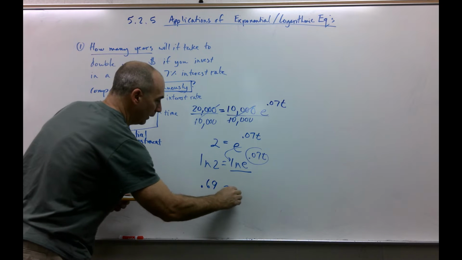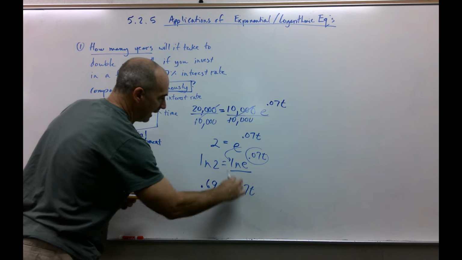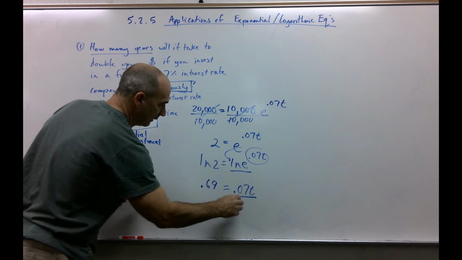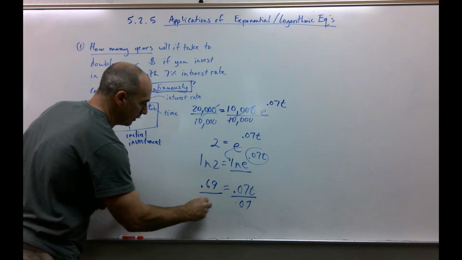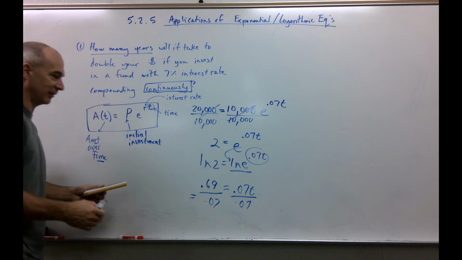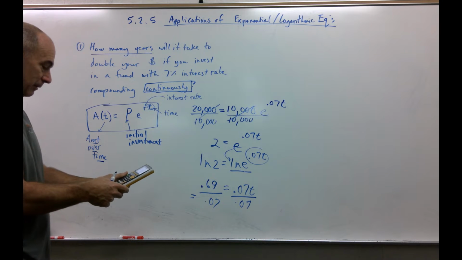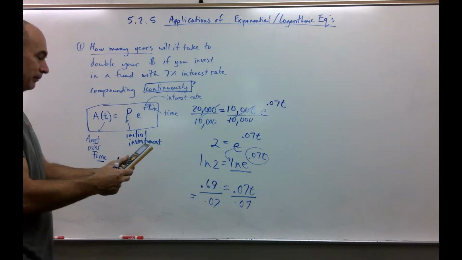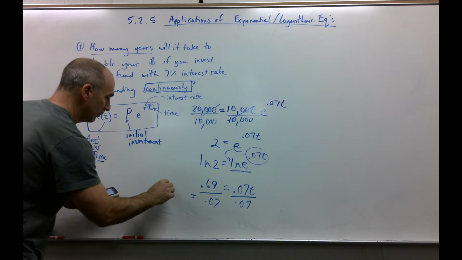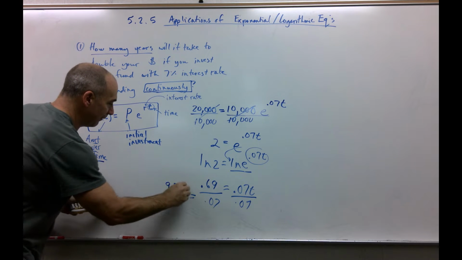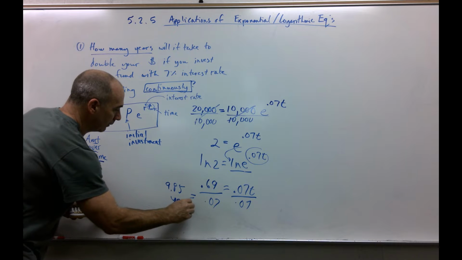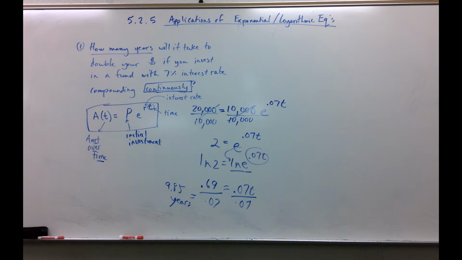equals 0.07t. Yeah, times 1, but we don't really need that. Divide by 0.07 on both sides, and this is telling us how many years. 0.69 divided by 0.07, as long as I didn't hit a button wrong, is approximately 9.85 years it's going to take us to double our money. So I would say it's well worth it.